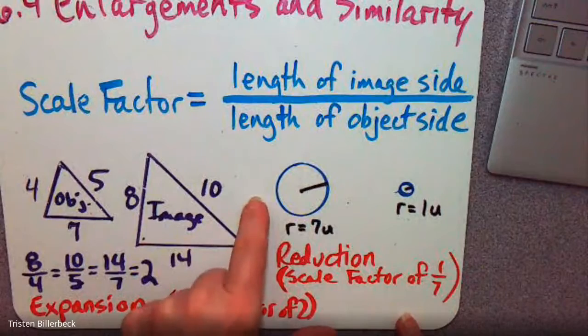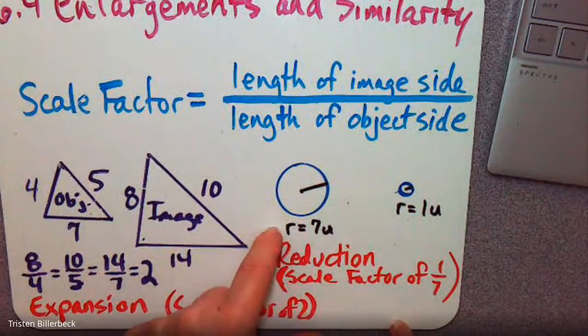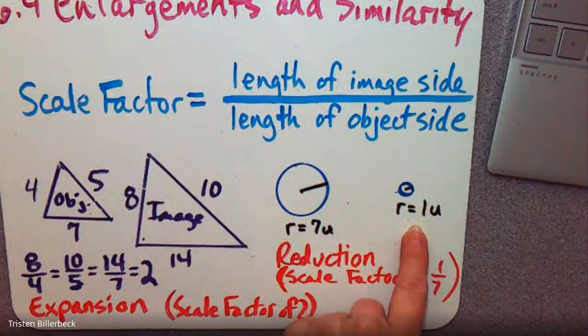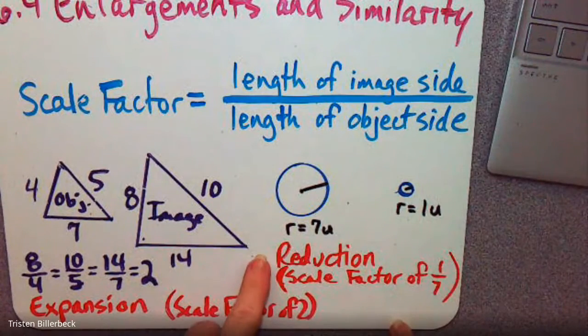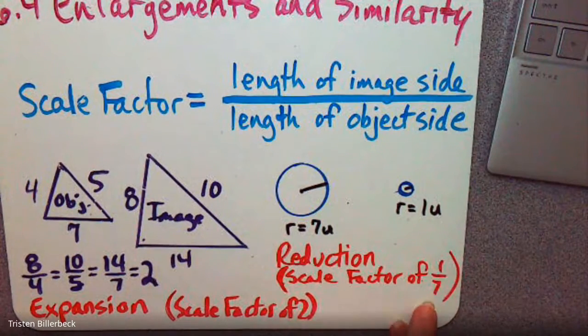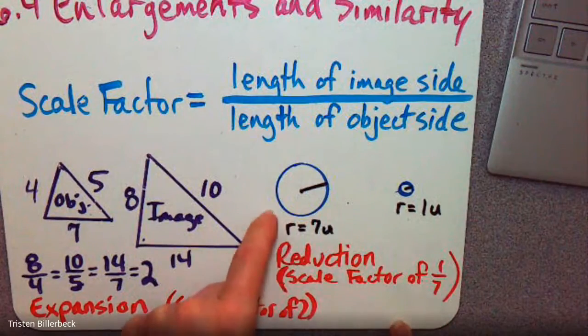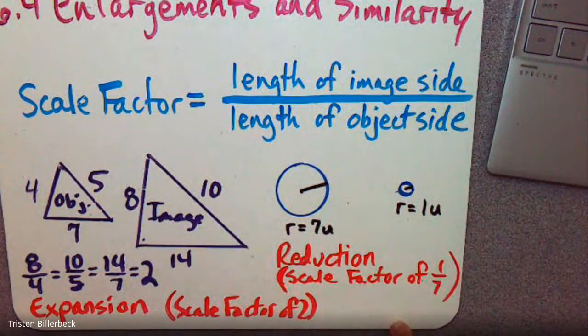Now, if I have a circle and then it gets much smaller, and I have a radius here of 7 units and a radius of 1 unit, then this is a reduction with a scale factor of 1 over 7. So the image goes over the object. Here's my image, here's my object, so 1 over 7.